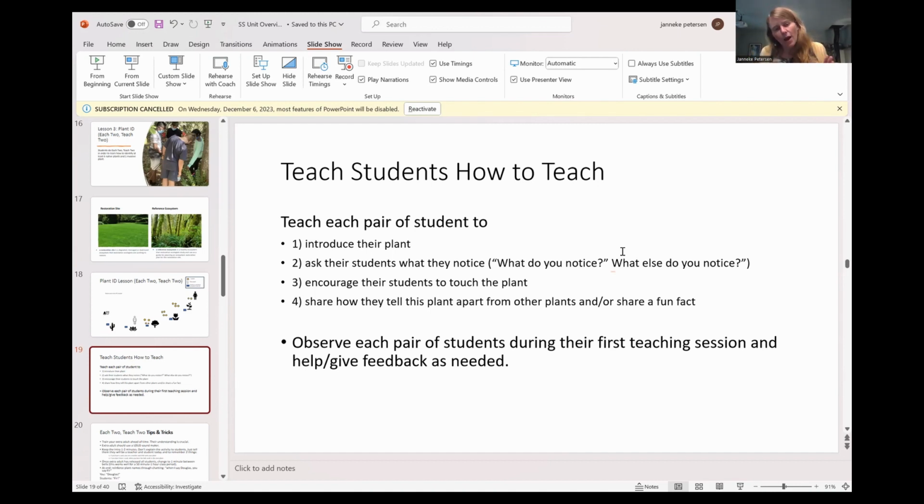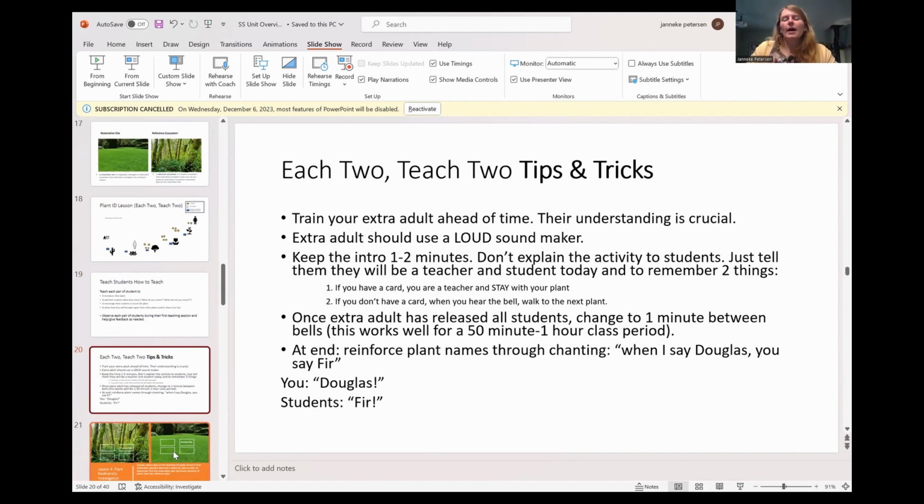So that's kind of how, when I get a pair of students, I introduce their plant. You have to be pretty quick because you only have a minute and a half. So your goal is to actually teach your students about their plant and to teach them how to teach about their plant. Don't forget to hand them the card because that's going to help them know to stay with their plant and not move because now they're teachers. Okay, we're almost done with this.